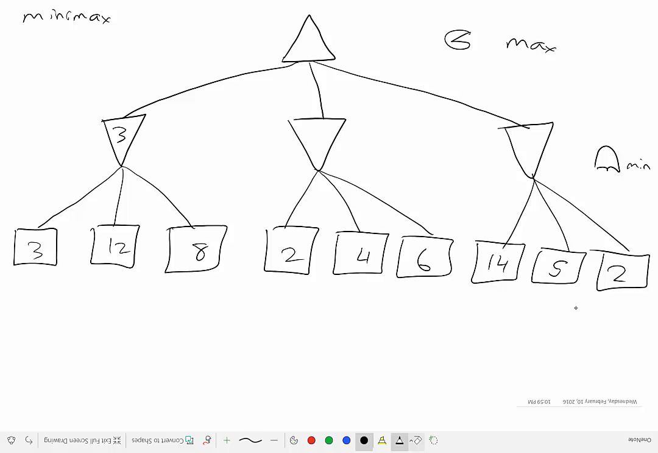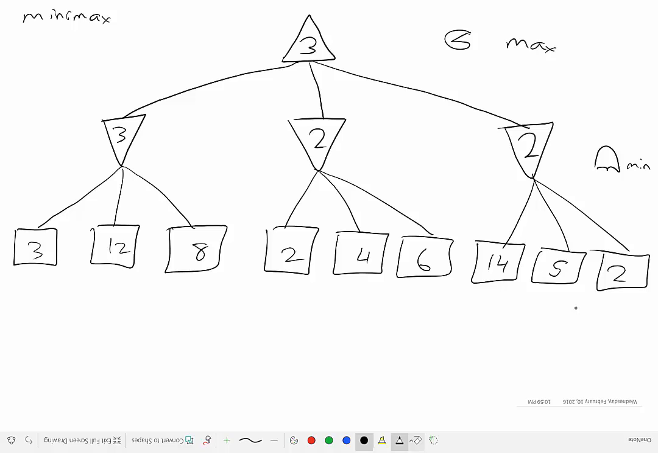Now if Pac-Man goes down, we get to the ghost and it can do 2, 4, or 6. The ghost chooses the minimum 2. And now Pac-Man considers going right, and the ghost has 3 options, 14, 5, and 2. And the ghost will choose the minimum 2. So now Pac-Man has 3 options. It can get a value of 3, 2, or 2. So Pac-Man will choose the maximum score of 3. So that's how you do Minimax.